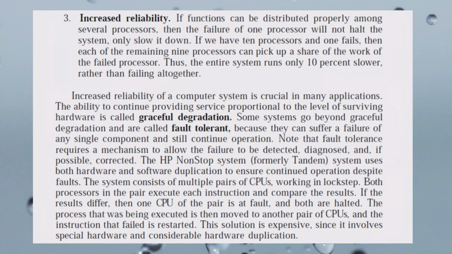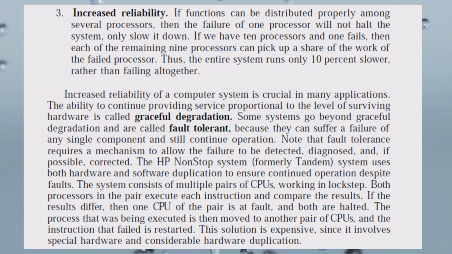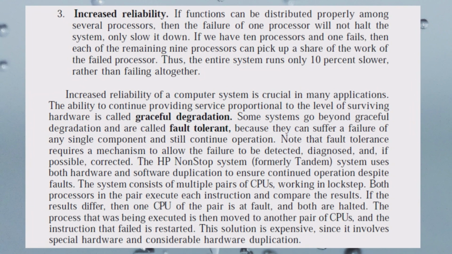Third one, increased reliability. If functions can be distributed properly among several processors, then the failure of one processor will not halt the system, only slow it down. If we have 10 processors and one fails, then each of the remaining 9 processors can pick up a share of the work of the failed processor. Thus, the entire system runs only 10% slower rather than failing altogether. Increased reliability of a computer system is crucial in many applications. The ability to continue providing service proportional to the level of surviving hardware is called graceful degradation.